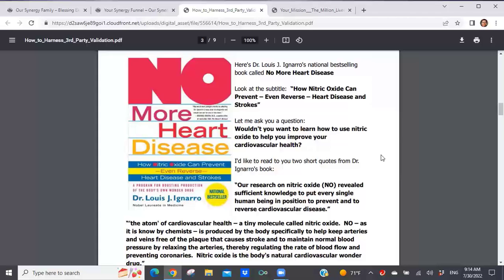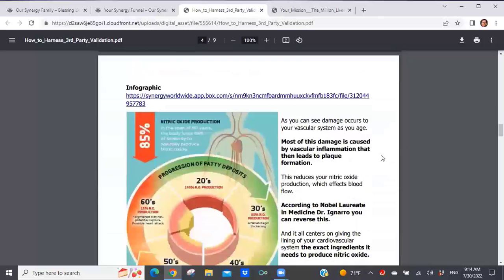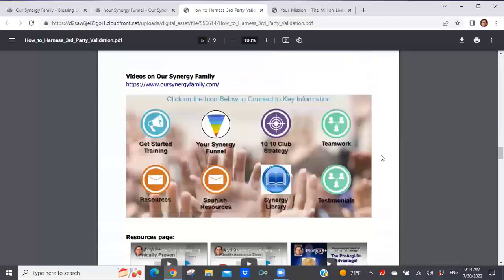Again, you can go through that book and have key pages that you can highlight to that individual so that they can see, here's a Nobel laureate in medicine who has a book and can help them address their cardiovascular health in a natural way by learning how to harness the power of nitric oxide. And there are things that Synergy has created, like this infographic that you could use to help people understand that as they age and oxidize, their plaque continues to grow. You've got things that we've created on our Synergy family. When this PDF was done, what you're looking at is what we had.